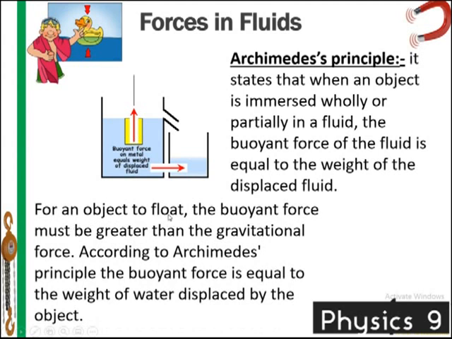So for an object to float, the buoyant force must be greater than the gravitational force. In other words, this metal in this example is experiencing a gravitational force of attraction which pulls it downwards. As long as the buoyant force, which is acting upwards, is greater than the gravitational force, then the object is going to float, because the buoyant force keeps the object upwards. The net force acting on the yellow metal is in the upward direction. So the object won't move downwards, it will actually float.